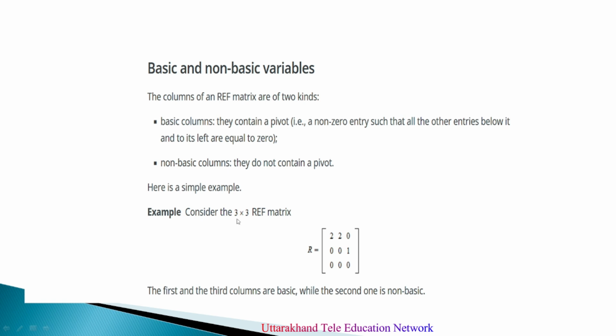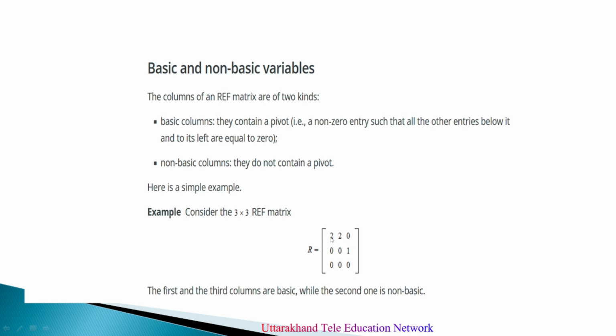There is an example, consider this 3 cross 3 matrix. This is already a REF matrix. The first and third columns are basic. Just see the first column and the third column. The first and third columns are basic, while the second one is non-basic. So how do we define the basic and the non-basic columns?